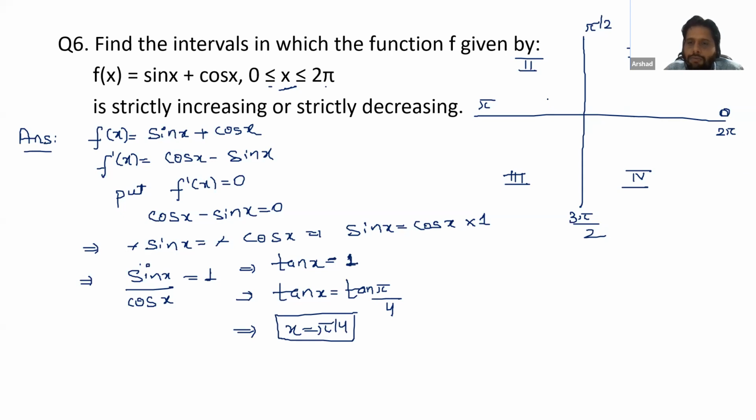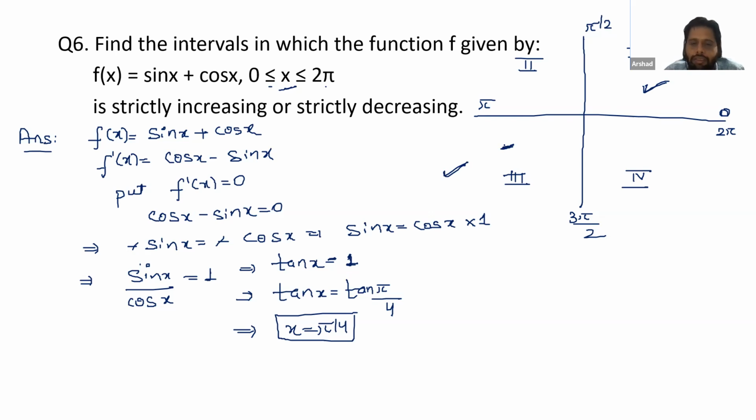Please tell me, tan is positive in which quadrant? In the first one and the third one. Very, very good, Seth. So all of you, tan is positive in the first quadrant and the third quadrant. Here we have found the value pi by 4, which lies in the first quadrant. So that means there is one more value which will lie in the third quadrant.